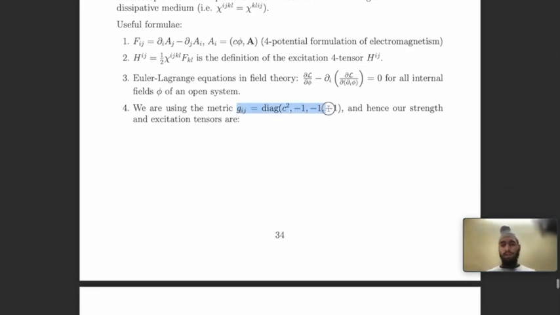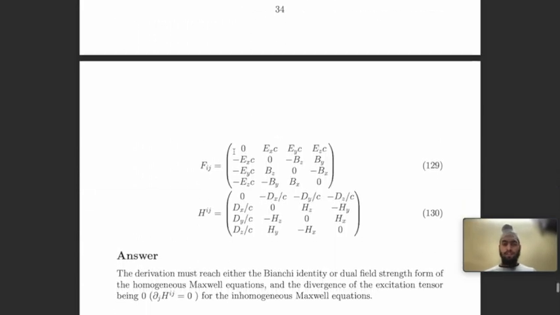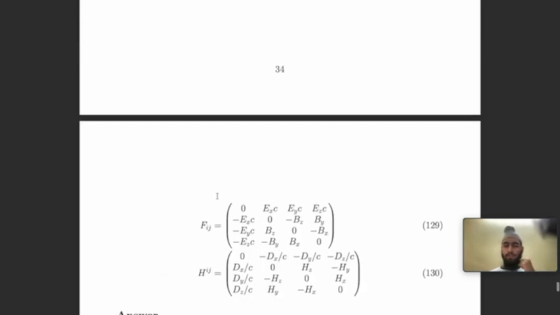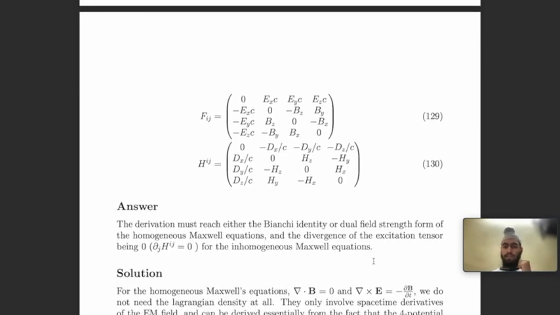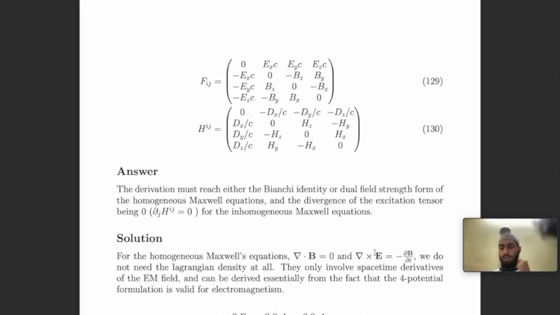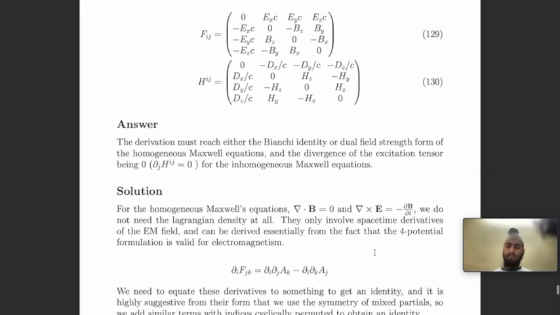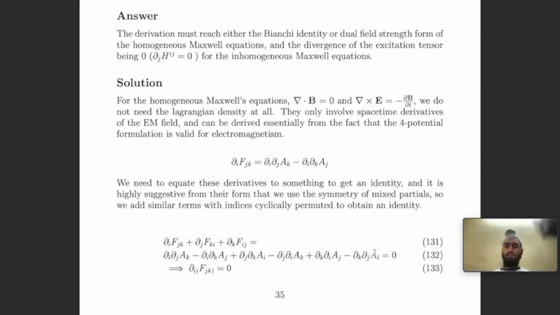We are using the metric given here, the Minkowski metric. We're not putting c equal to 1. Our field strength and excitation tensors have been given, the field strength tensor with both indices lowered for usefulness, although you do not exactly need this. It is sufficient to provide the answer in terms of the Bianchi identity or the dual field strength form of the homogeneous Maxwell equations and the excitation tensor form of the inhomogeneous Maxwell equations, both tensorial forms. You'll see these exact forms as we discuss the solution. If you wish to, you can derive the exact three-vector Maxwell equations from these, but I don't think that is necessary for the complete solution.